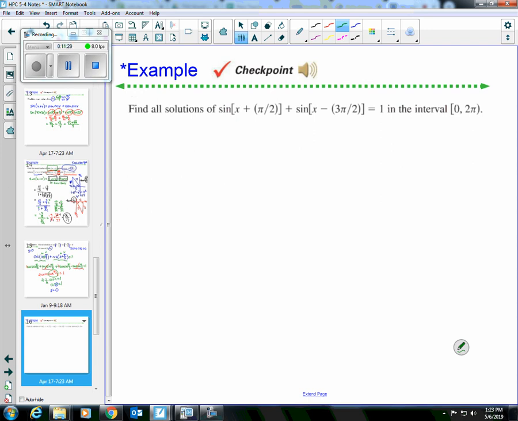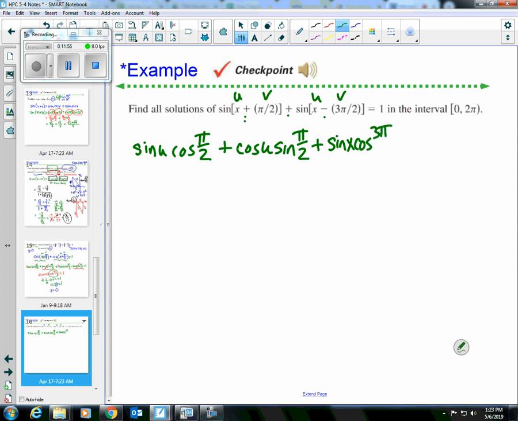All right, so I'm going to look at a sum formula and a difference formula, u and v for each one of these, and write out those formulas. So I have sine of the first, cosine of the second. In the sine formula, the signs are the same, so that would be a plus. And then cosine of the first, sine of the second, plus in the middle, so plus. And we start over again with u and v, so sine of the first, cosine of the second angle, which is 3 pi over 2. Because it's minus, it's going to be subtract. Cosine of the first, and then sine of the second. And that's supposed to be equal to 1 again, and we're doing it in that same interval.